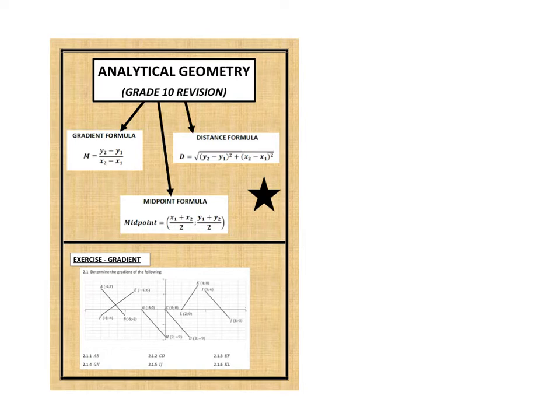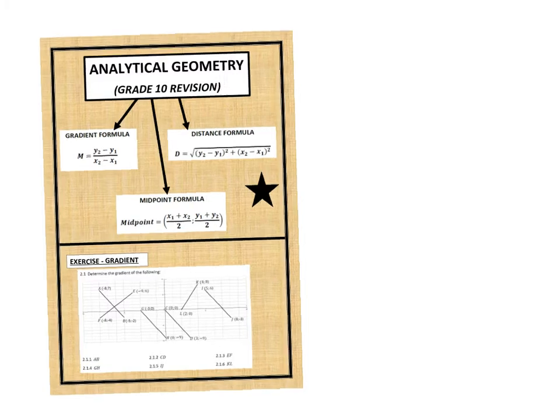So the gradient is to work out the slope of a line, the distance is the length of a line, and the midpoint to find the middle of the line. Now, these formulas can be adapted and used in different ways, so I'm going to go through a couple of examples with you, not the whole exercise, but just some that you can work through as examples, and then you can do the rest by yourself.